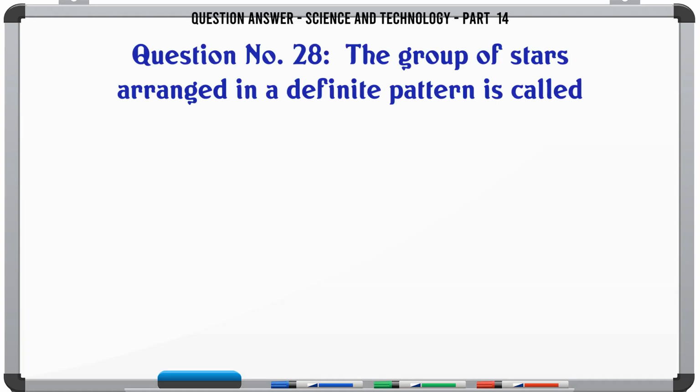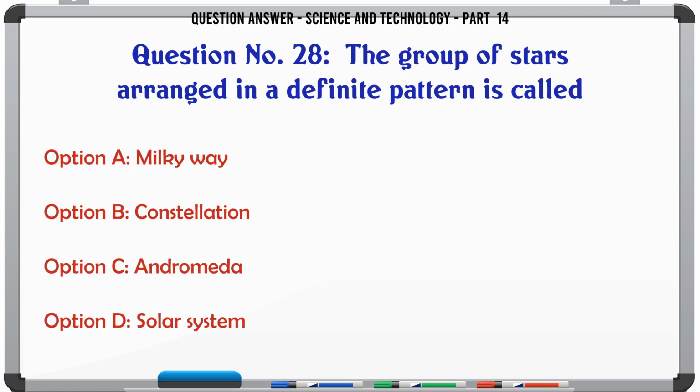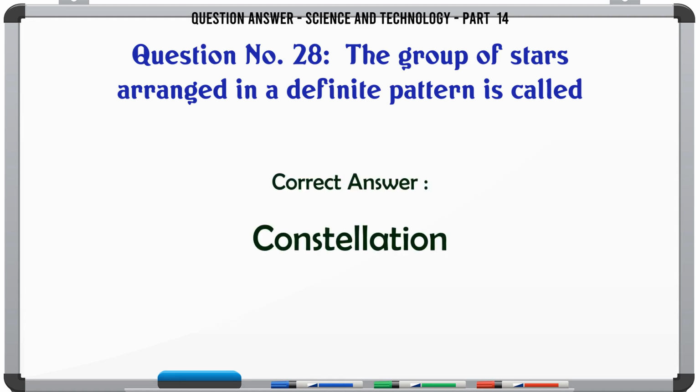The group of stars arranged in a definite pattern is called A. Milky Way. B. Constellation. C. Andromeda. D. Solar System. The correct answer is constellation.